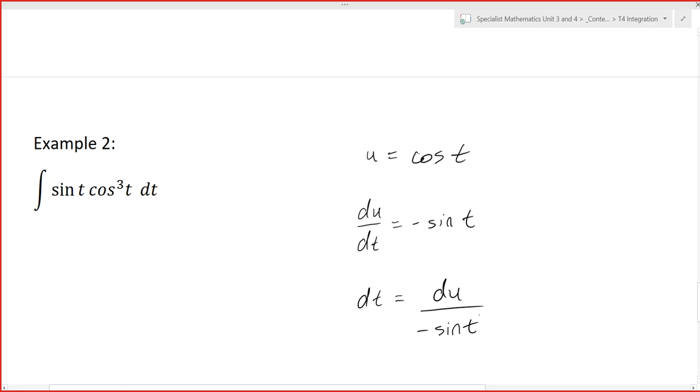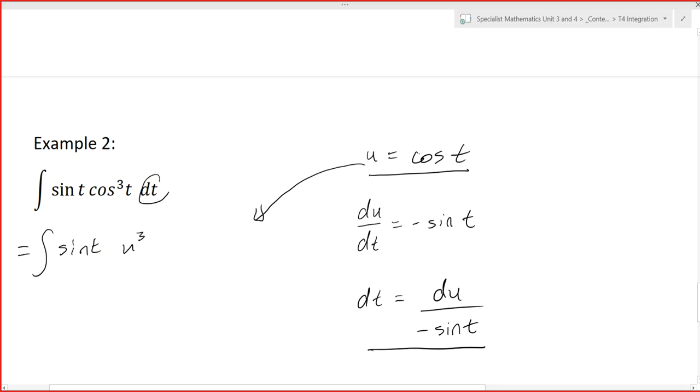All right, so that's step 1, 2, and 3. Remember what we did before. Then we're going to substitute in this, and we're going to substitute in this into this function. So we leave sine t. We've got cos t cubed, so we're going to sub that in. It becomes u cubed, and we're going to change dt for this stuff here.